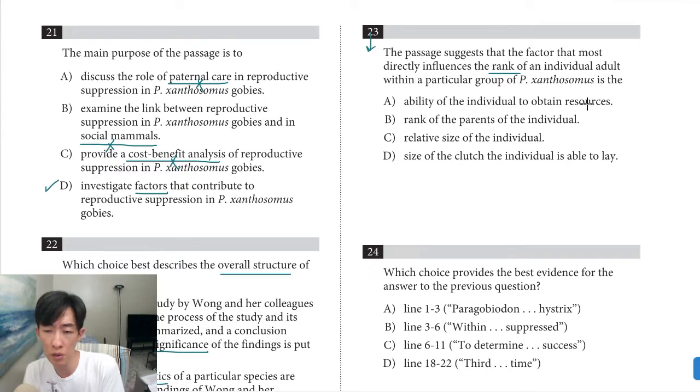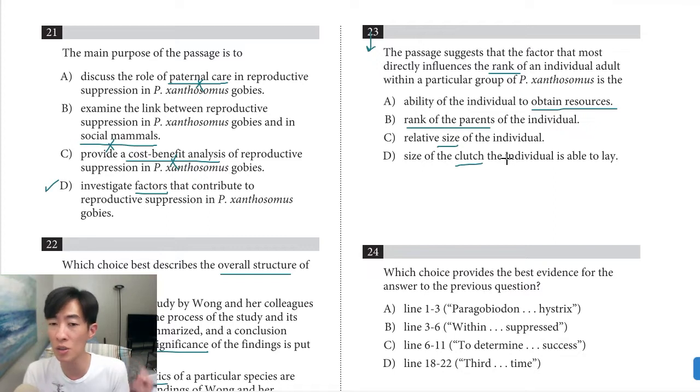The ability of the individual to obtain resources, the rank of the parents of the individual, the size of the individual, and the size of the clutch the individual is able to lay. I'm pretty sure it's not D. My guess is it could be like C or A, B. I don't really remember anything about talking about the rank of the parents. But in our minds, we're thinking of a simplified question: what influences the rank of the individual adult? Resources, parents, size, or size of the clutch. In your mind, you just want to think, what influences the rank?